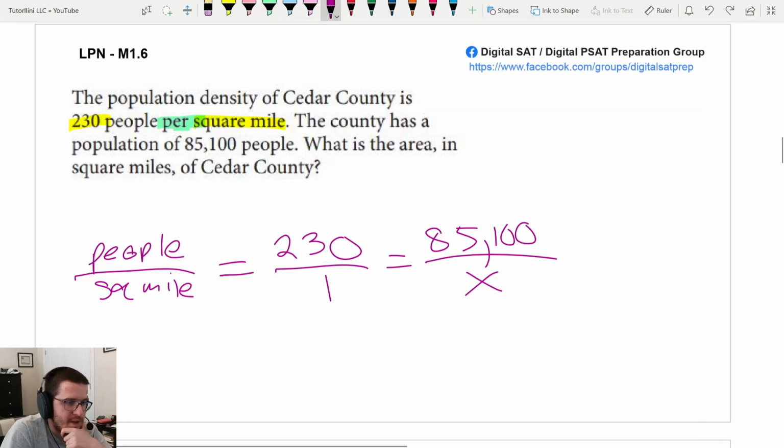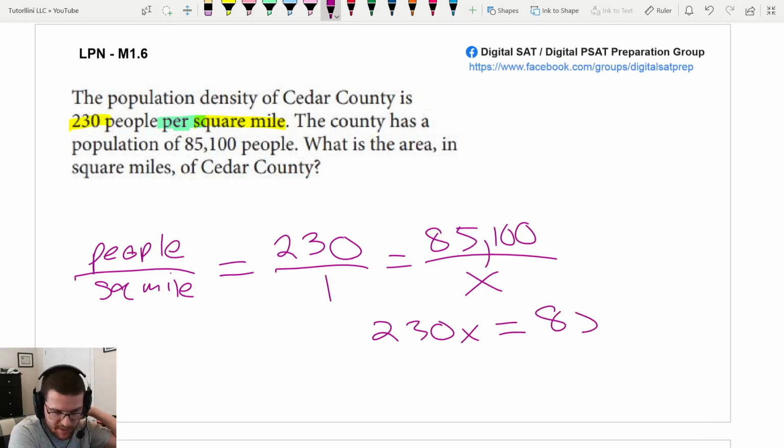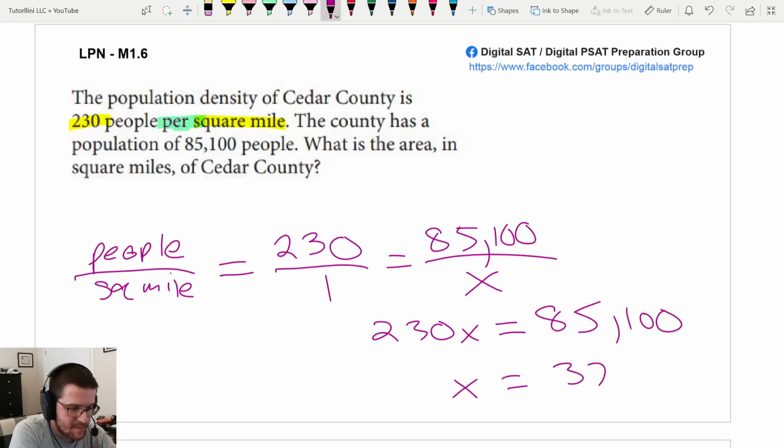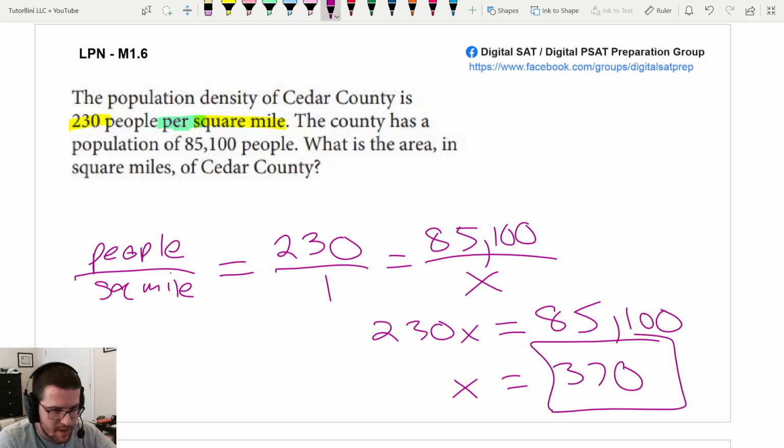Now we can cross multiply, so 230 times X, that's just 230X, and 85,100 times 1, that's just 85,100. And now we can divide both sides by 230, and we should get X equals 370. There's a bunch of ways you could have set that one up. You also could have done a one-step unit conversion like we did in the previous problem. Okay, let's check 370. That's the right answer. Good, let's move on.